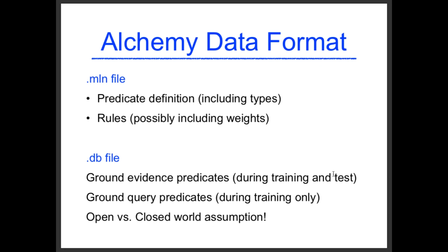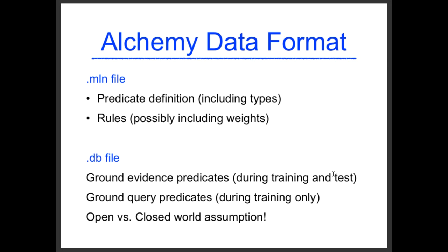So you can write the weights if you want to perform just inference, for example. You can write just the rules without the weights, and you have to learn the weights. Then you have the DB file, which is the file of the facts, as I said, which includes ground predicates, both evidence and query during training, and only evidence during test.